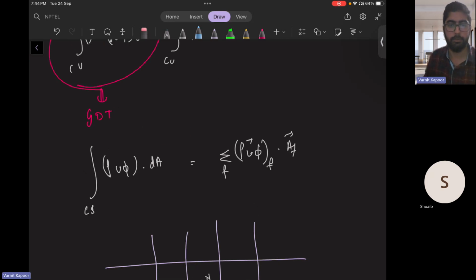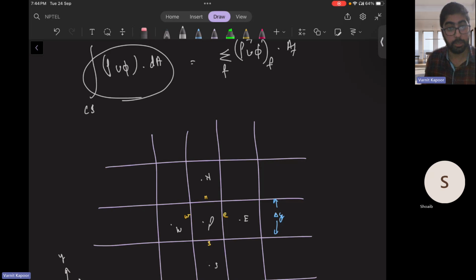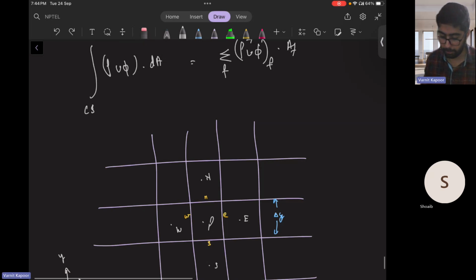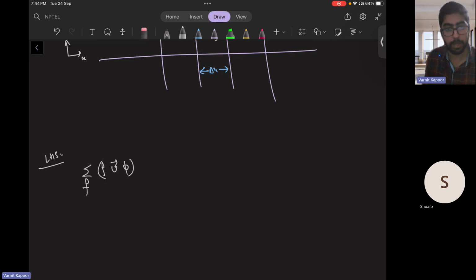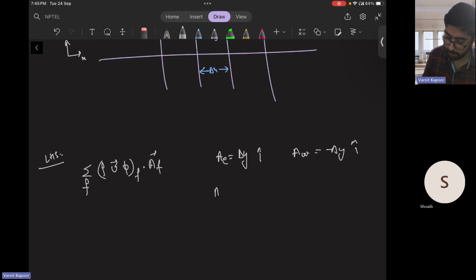So here it is transporting by convection also. The convection term on the LHS can be written as the summation over all the faces of rho u phi at faces dot Af. This needs to be calculated. Area in east, you know, is delta y i hat. Area in west is minus delta y i hat. Already we discussed all this. Delta x j hat, and area south is minus delta x j hat. The velocity vector is nothing but u i plus v j.